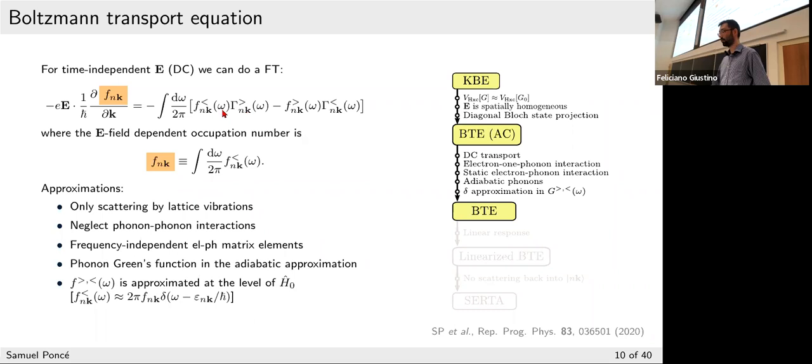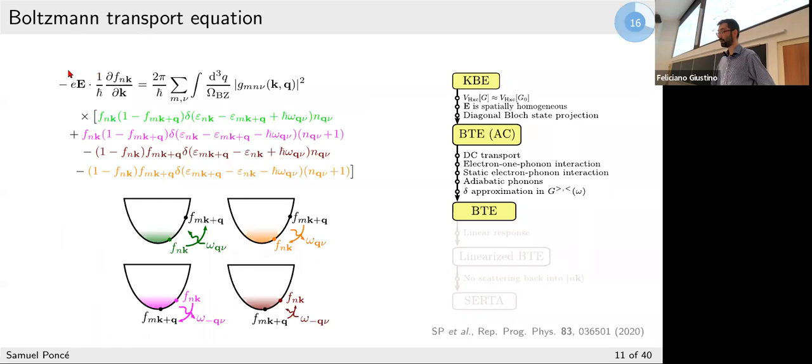Now, the last thing that we need to do in order to be able to solve this is to work on this gamma, the block projection of the self-energy. And this is very difficult to compute. So we need to do a lot of approximations to be able to compute this term. We will only consider lattice scattering. We will neglect phonon-phonon interaction. We will neglect the frequency dependence in the electron-phonon coupling. We will consider that the phonon Green's function is in the adiabatic approximation. And we will also consider this form for the lesser occupation function. And if you do all of that, then you end up finally with the Boltzmann transport equation.